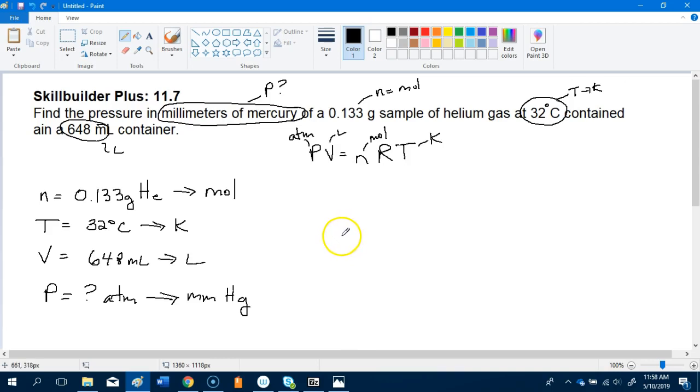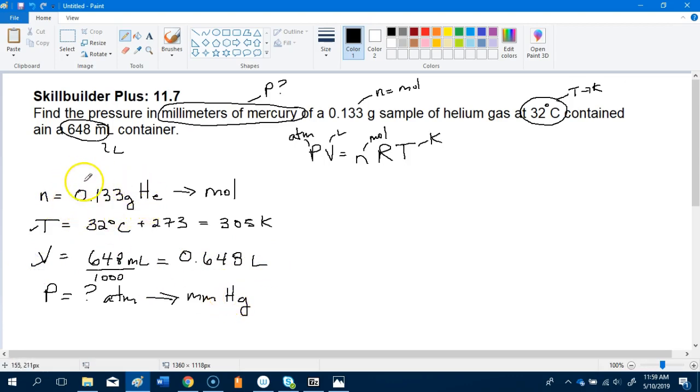So first let's do our conversions, and we'll start with some of our easier ones. Let's convert temperature and volume. So to convert Celsius to kelvins, I'm just going to add 273, and that's going to give me 305 kelvin. So my temperature has been converted. And then for my volume, to convert milliliters to liters, I'm just going to divide by 1000. And that's going to be equal to 0.648 liters. So now my volume's done.